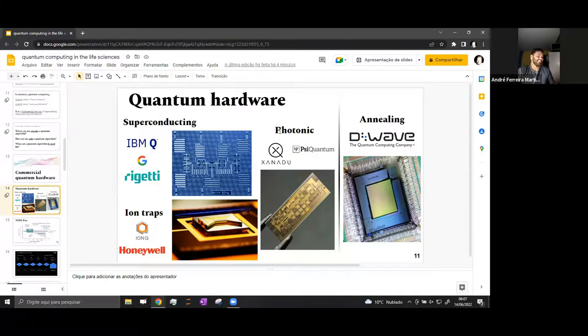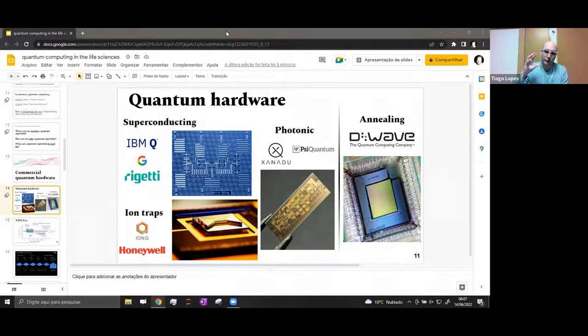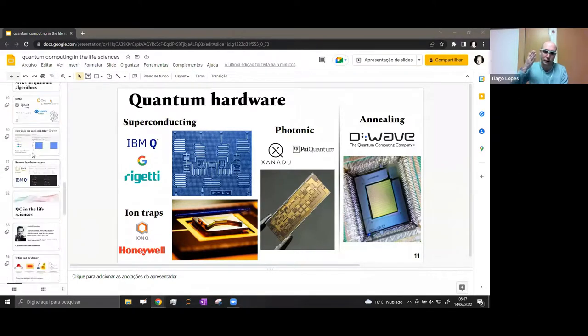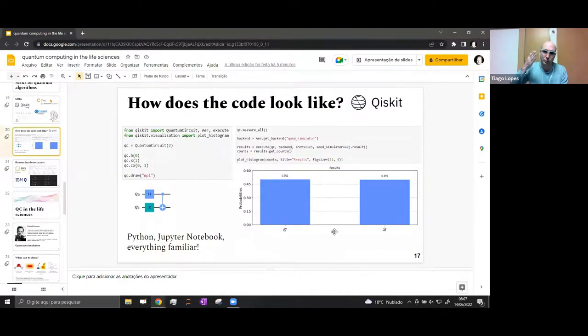The other question is, it seems from the program that you showed, the code, that it's kind of hybrid, like a little bit runs locally, and then some part, like the heavy part, runs in the quantum cloud. Is that correct? Yeah, correct.